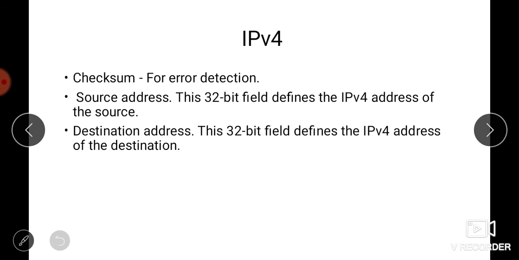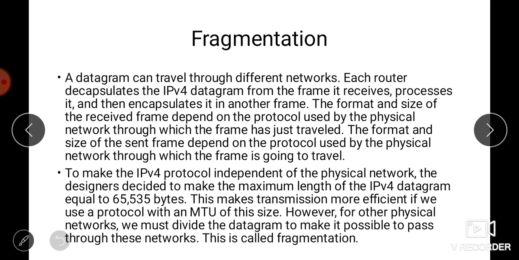Okay, next we have checksum. It is used for error detection. We have already seen it in the data link layer. Source address is a 32-bit field that defines the IPv4 address of the source. Destination address is also a 32-bit field which defines the IPv4 address of the destination.